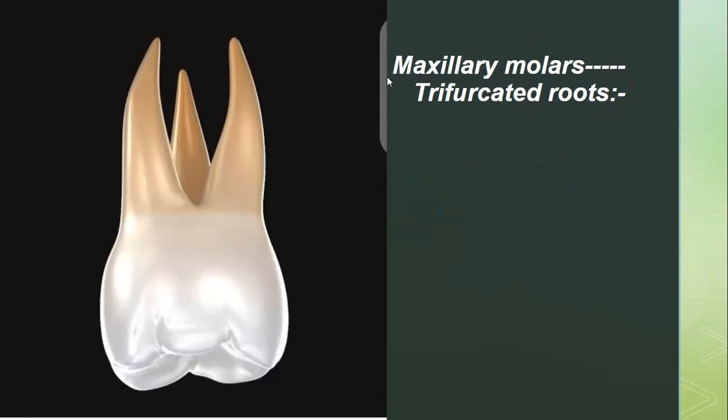Here we have maxillary molars that show trifurcated roots. In maxillary molars, all three molars, first, second, and third, would have three roots. So if we talk about the maxilla only, incisors and canines would have a single root. Then the first premolar will have two roots. Then the second premolar would have only one root. Then molars first, second, and third would all have three roots.